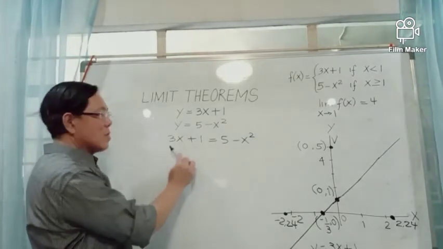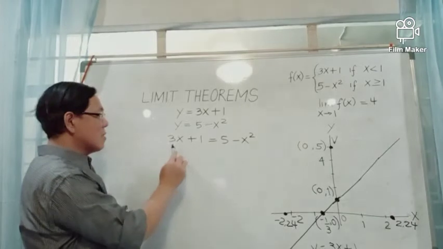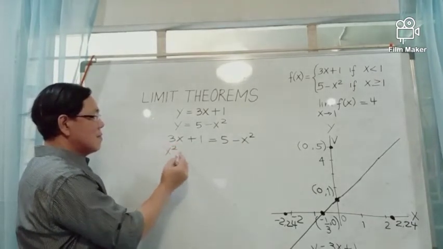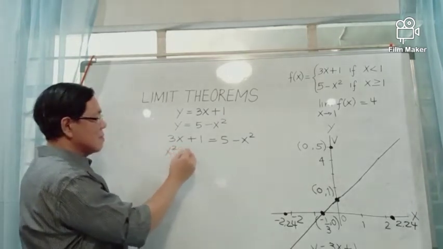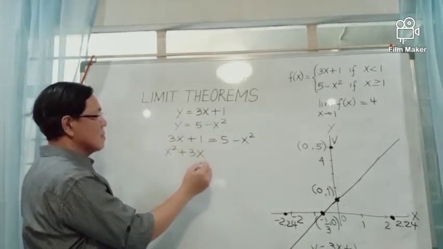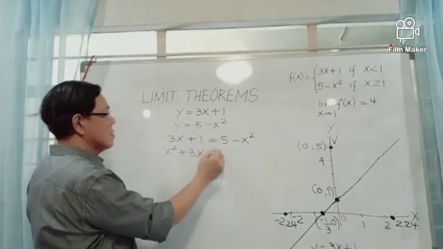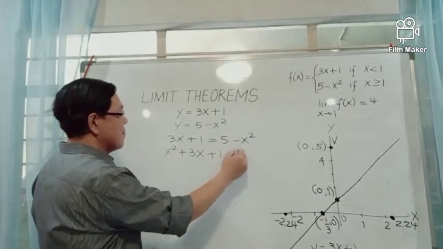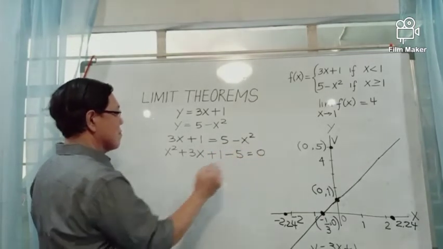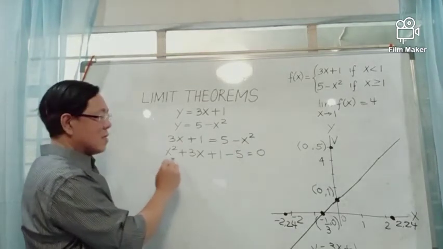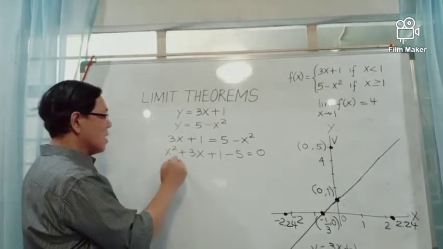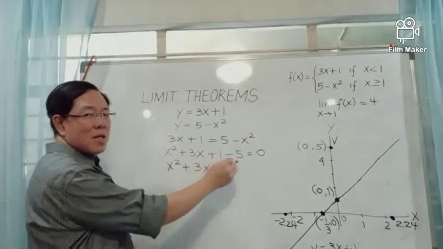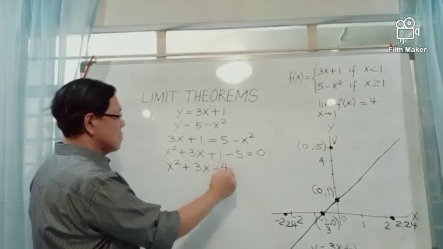Transpose negative x squared to the left-hand side of the equation, it becomes positive x squared plus 3x plus 1. Transpose 5 to the left, it becomes negative 5 equals 0. And we simplify the left-hand side of this equation. We have x squared plus 3x, and 1 minus 5 is negative 4.